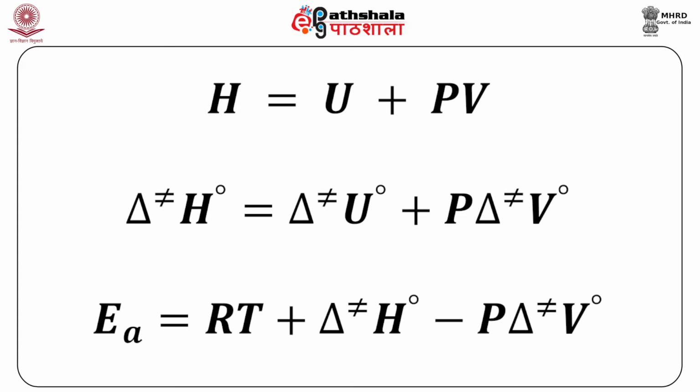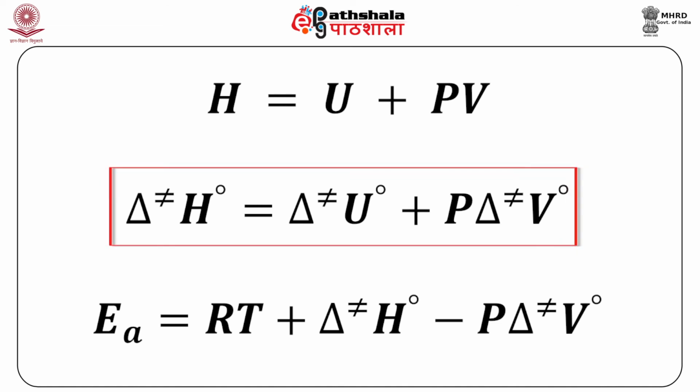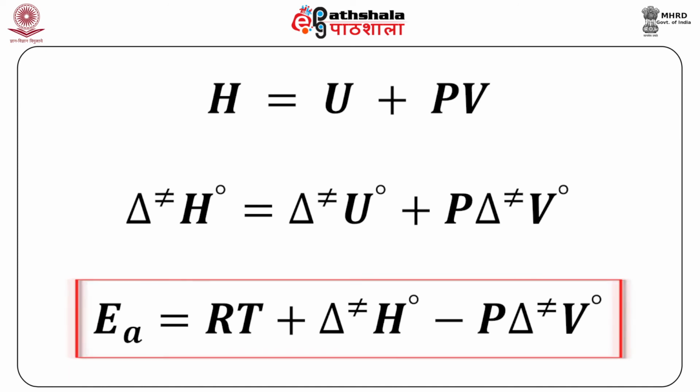And from thermodynamics we know that H equals U plus PV. So, at constant pressure we get delta H naught equals delta U naught plus P delta V naught. So, Ea becomes equal to RT plus delta H naught minus P delta V naught. Now, this equation that we have obtained can be applied to both condensed phase and gas phase reactions.